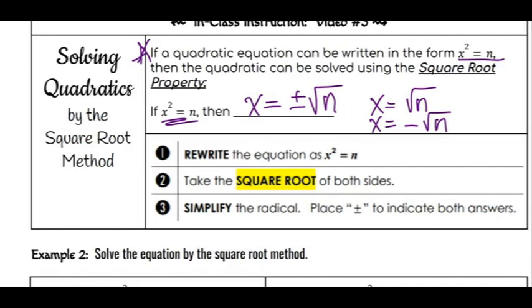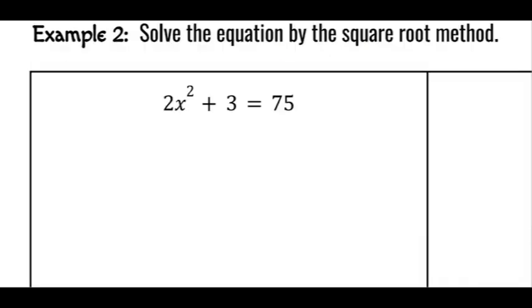The steps to solve, step number one, is rewrite the equation as x squared equals whatever your number is. The second step is we're going to take the square root of both sides of the equal sign. And lastly, we simplify the radical. We add the plus or minus to indicate that there's the positive and the negative answer. Let's do a couple examples. Solve the quadratic by the square root method.